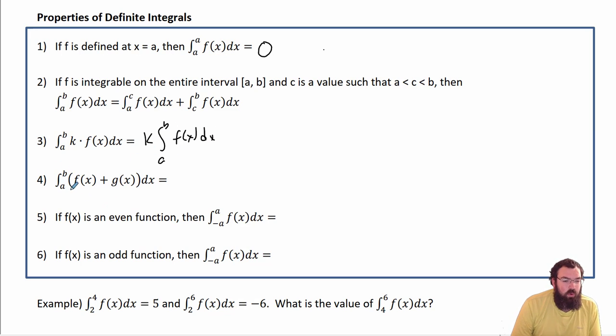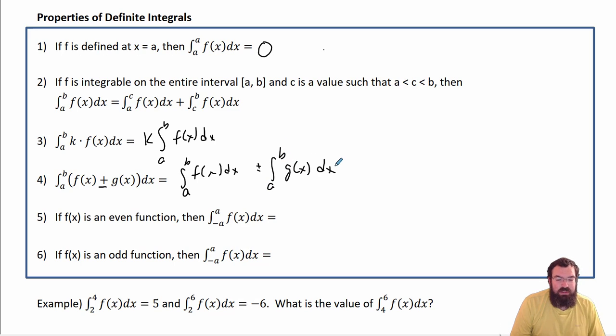From a to b, number 4: if I'm going to take the integral from a to b of f of x plus g of x dx, the property states that I can split the integral up. Anytime you have a plus or minus sign, technically this could be a minus there as well, so from a to b of f of x dx plus or minus the integral from a to b of g of x dx. So I can split that integral up that way.